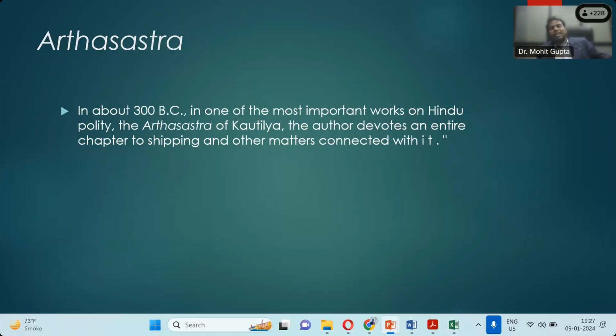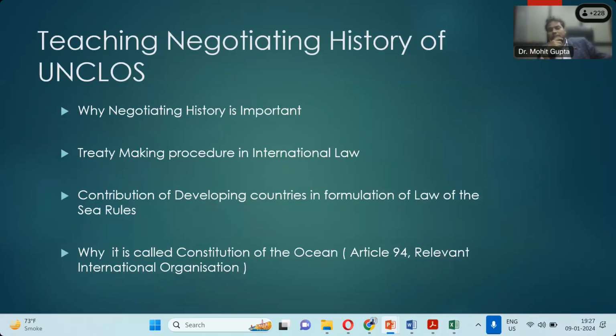Now, moving further, another aspect which I wanted to point out is teaching the negotiating history of the Law of the Sea Convention. So when we talk about the Law of the Sea Convention, which is the major treaty, Law of the Sea Convention 1982, we call it UNCLOS as well. So UNCLOS is United Nations Convention on Law of the Sea. Now, when we see this treaty, the 1982 United Nations Convention on Law of the Sea, first of all, while teaching negotiating history, it should be conveyed to the students what the relevance of negotiating history is, and why they should know about it.